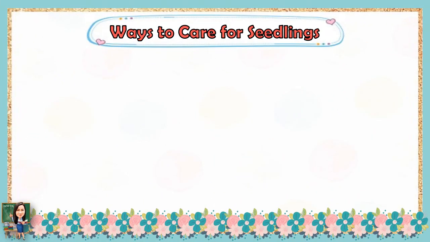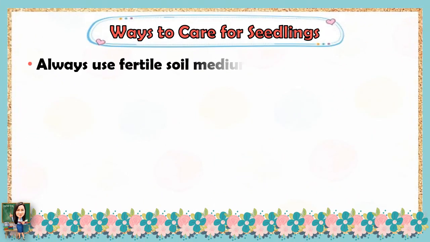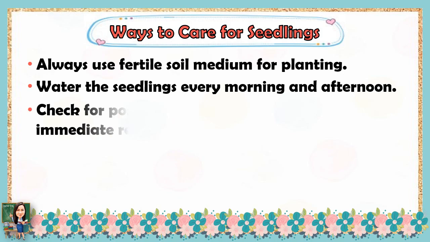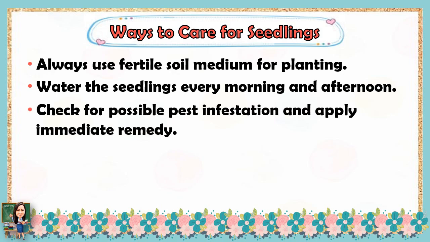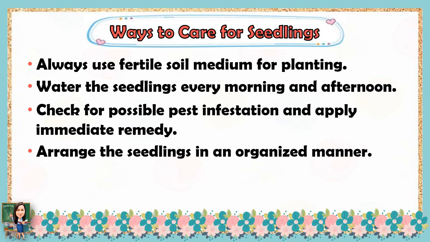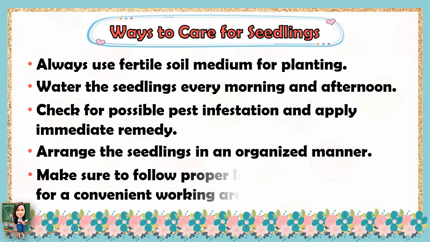Here are ways to care for seedlings. Always use fertile soil medium for planting. Water the seedlings every morning and afternoon. Check for possible pest infestation and apply immediate remedy. Arrange the seedlings in an organized manner, and make sure to follow proper layout guidelines for a convenient working area.